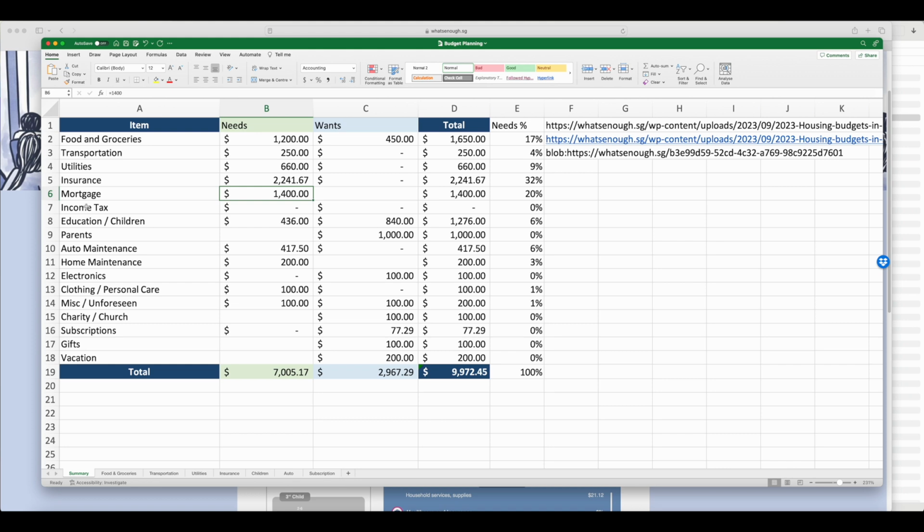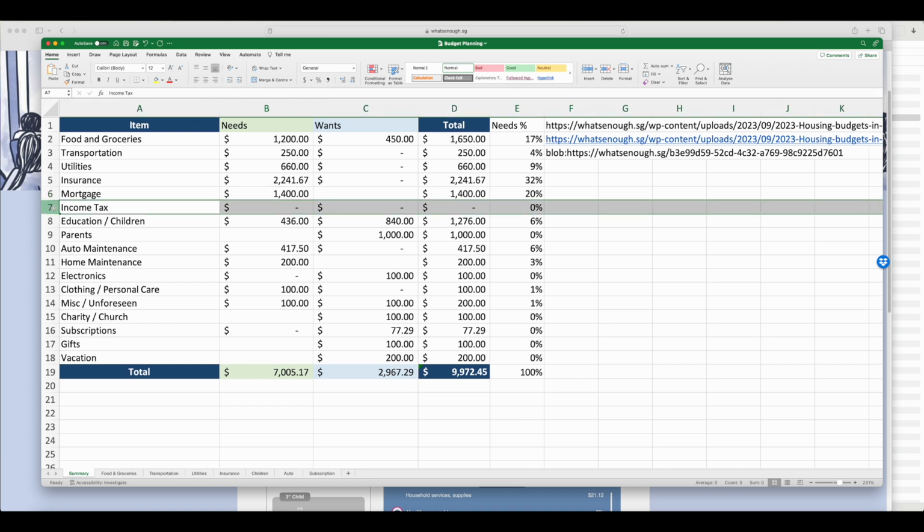So always budget for the payment of your tax. I left it blank here because that's very personal, but for your own budgeting, please always account for that.